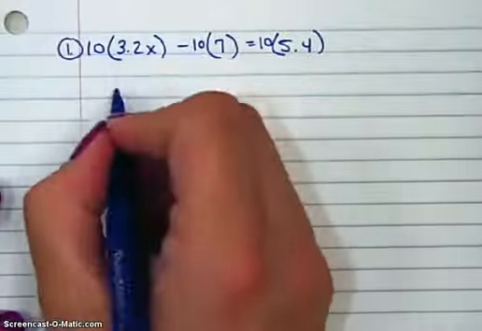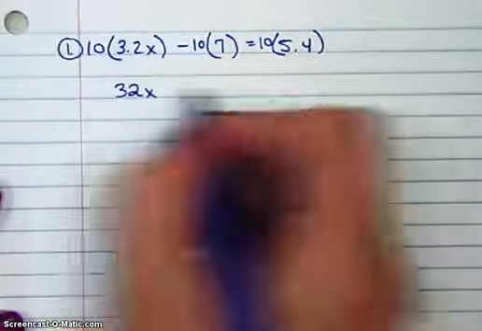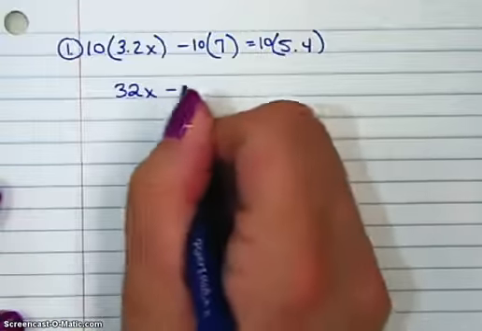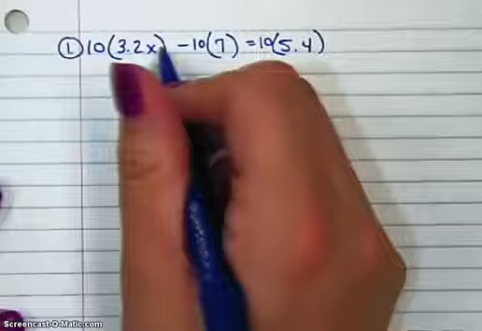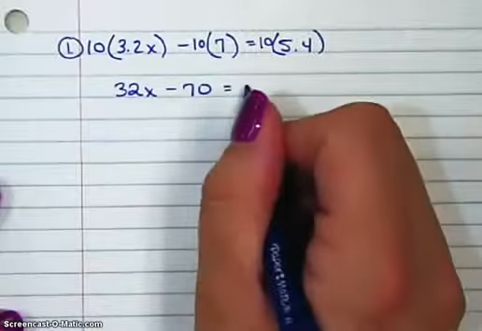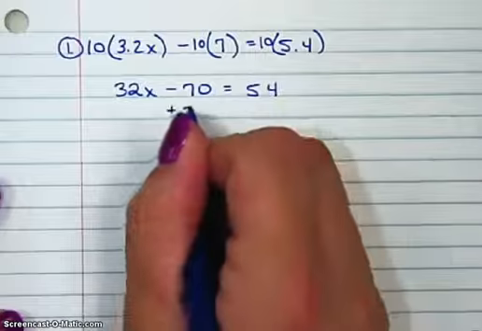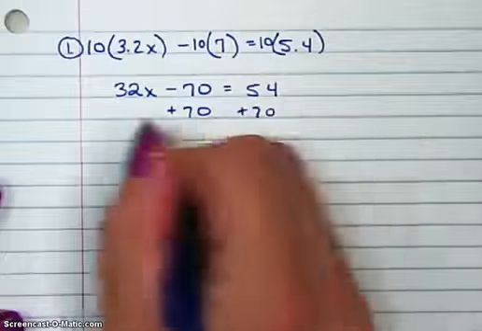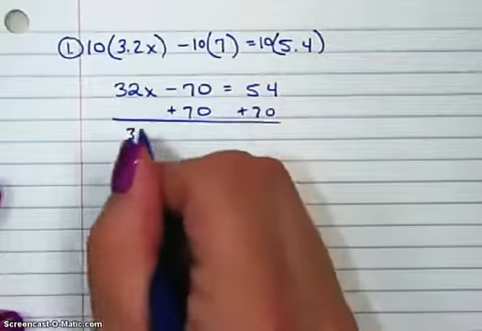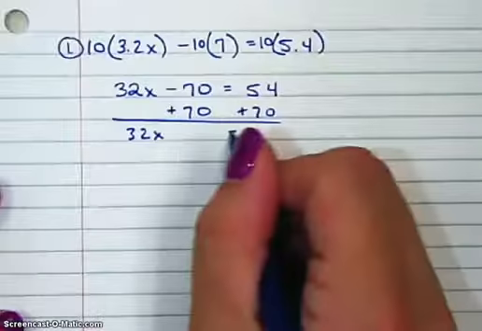So 10 times 3.2 is 32x. 10 times 7 is negative 70, so you can include the minus, and 10 times 5.4 is 54. Then I'm going to add 70 to both sides. Now you'll notice this is a much easier problem to deal with than all those nasty decimals.